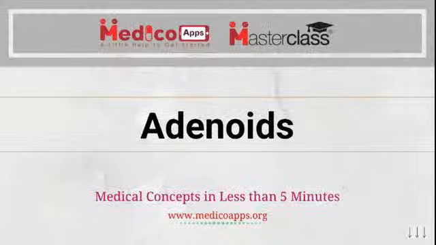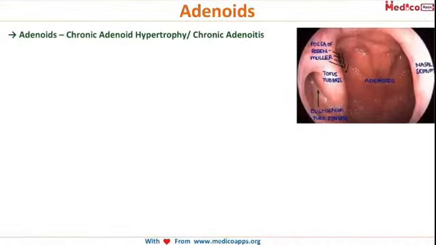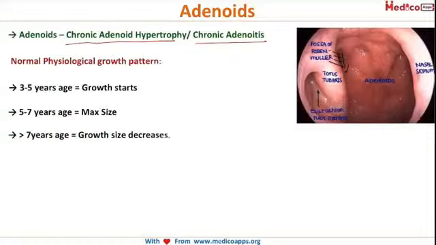Right. Now, let's proceed to the very important topic, the adenoids. The condition is usually known as chronic adenoid hypertrophy or chronic adenoiditis. Before we go into what chronic adenoiditis is, let's understand the normal physiological growth pattern of these adenoids, right? We know that adenoids are nothing but a collection of lymphatic tissue. We are familiar with this basic concept, okay?